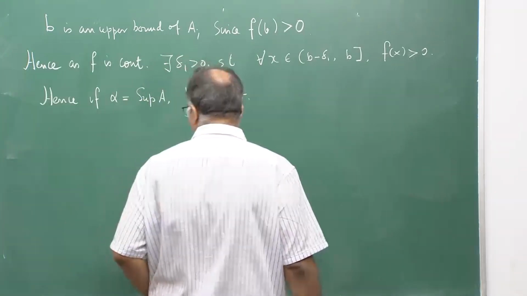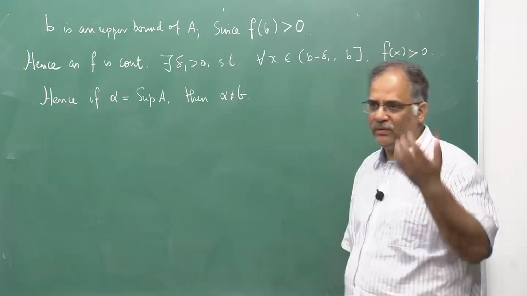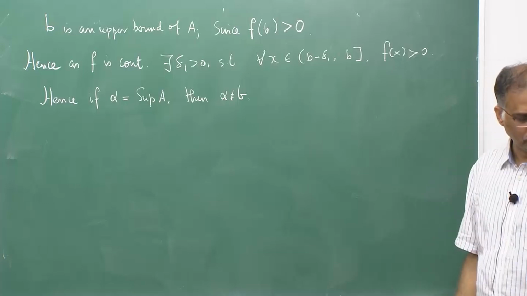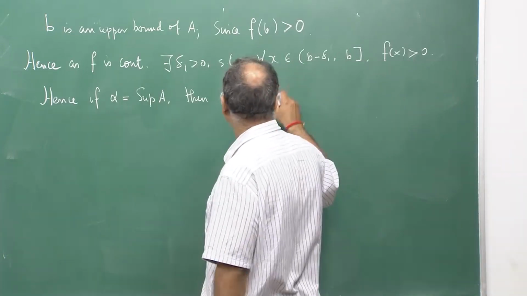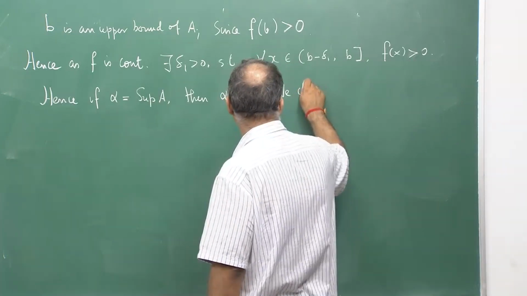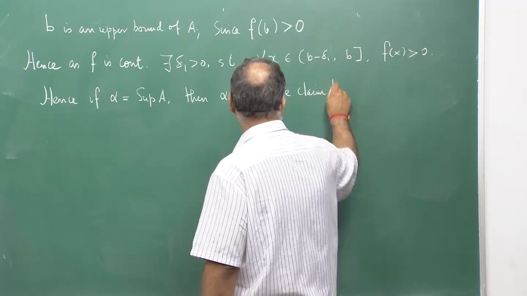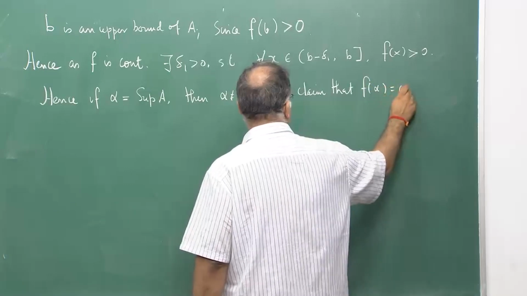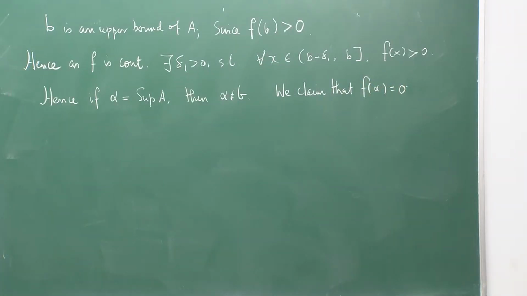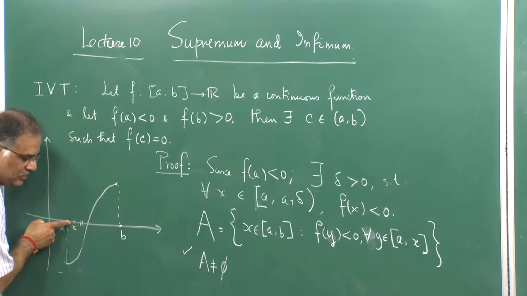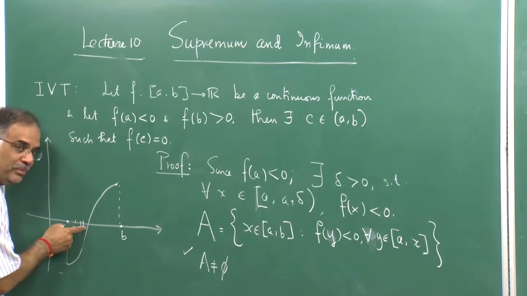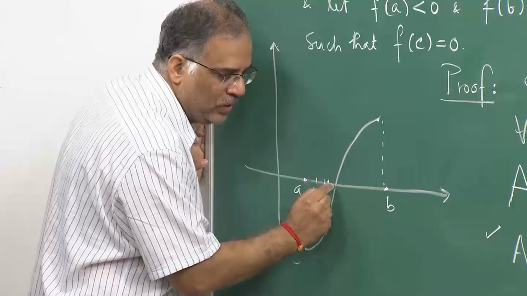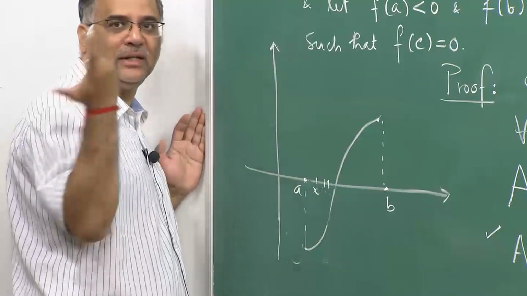Now, we do not know, f of alpha could be strictly bigger than 0, f of alpha could be strictly less than 0, right. So now we claim that f alpha is equal to 0. Actually, what would happen? Here you are increasing the x's till the function remains negative on that interval ax, and only at the crossing point that thing will stop.